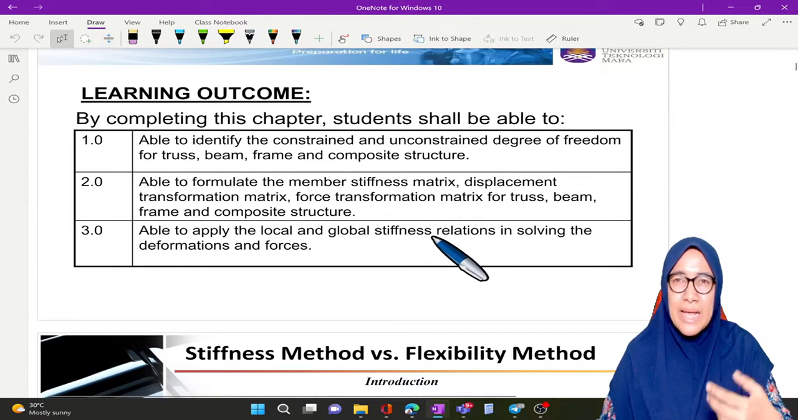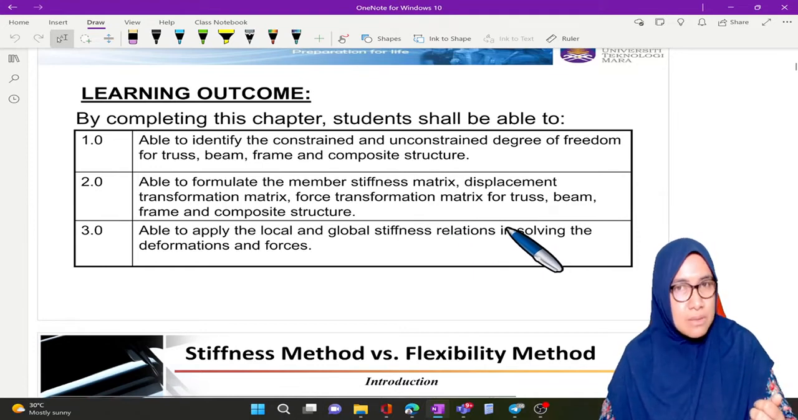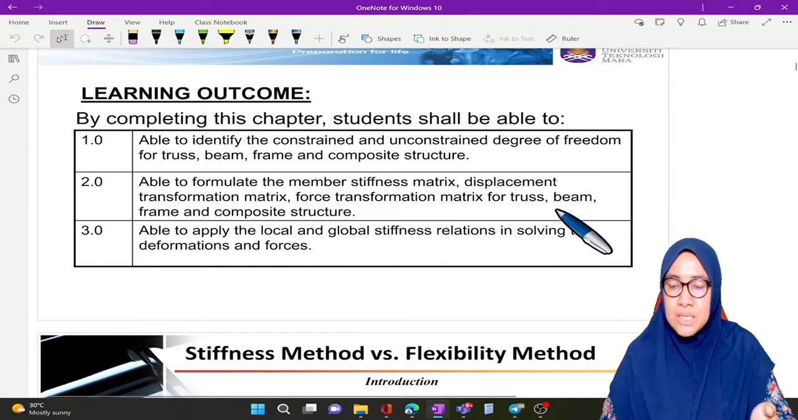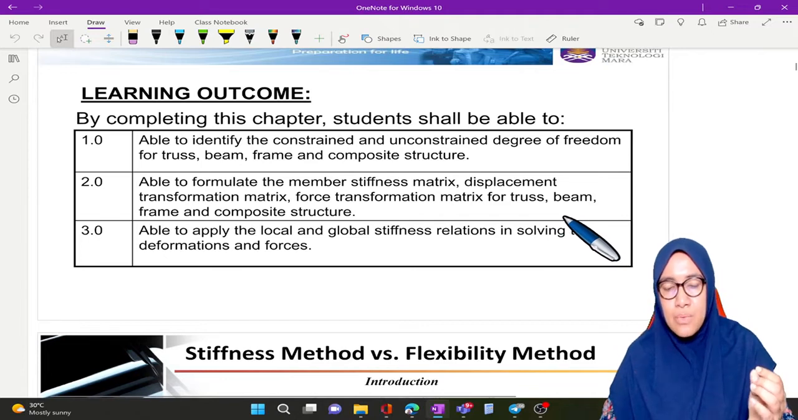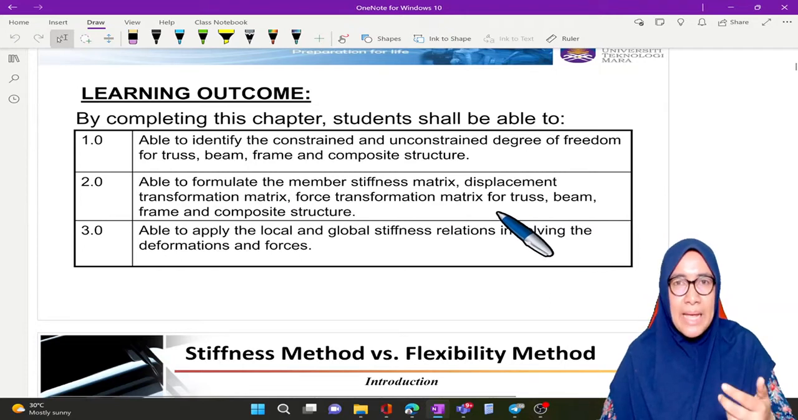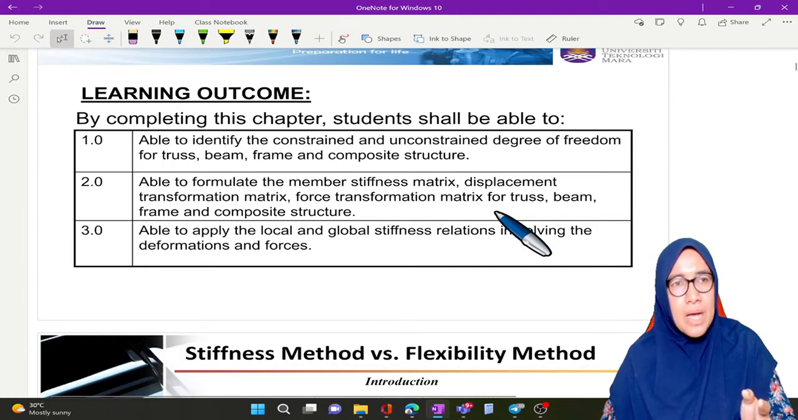The last learning outcome, and the most important, is that you have to be able to establish what we call the local and global systems, based on the XY coordinate system. It has a local system and a global system for solving deformation, which is displacement, as well as forces. In the textbook, all the solution examples are based on the global coordinate system.